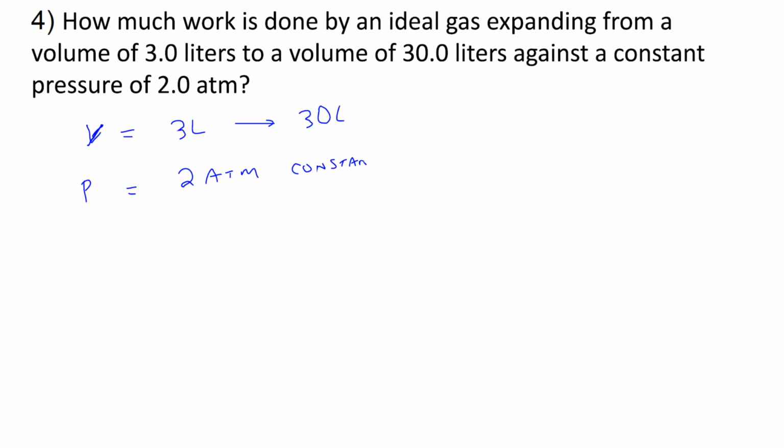That's an isobaric process. And since I'm looking for work here, I'm kind of trying to nail this down to one of my 4 processes. Is it isobaric, isochoric, adiabatic, isothermal? What's really happening here? So here's pressure and volume. It's an isobaric process. I know in an isobaric process that the work is equal to the pressure times the change in volume. So that's where we want to go here with this one.